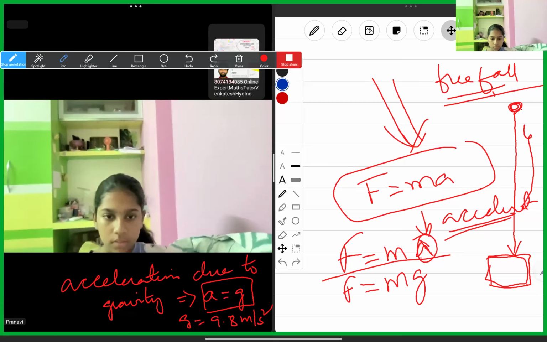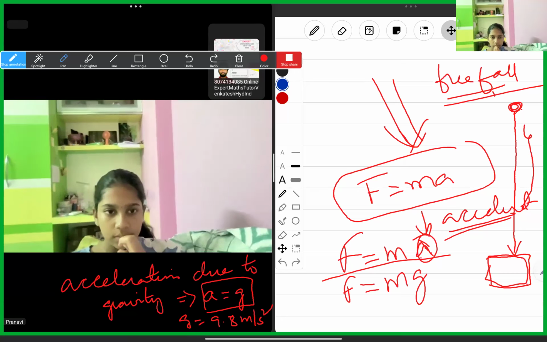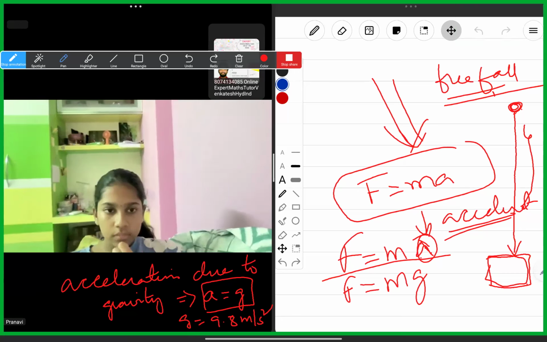Because of that reason, if we just freely leave the body, it will gain acceleration. That is due to the speeding process, but as it comes closer to the body.